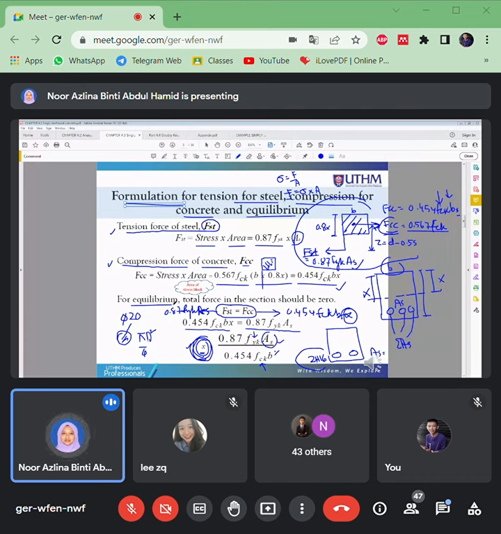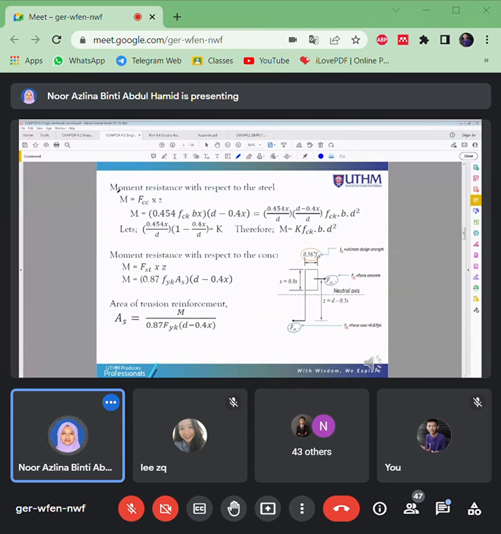That means from the equilibrium of the total force, you can come out with the X equation. You can come out with the neutral axis equations. Then from the diagram also, you can come out with the formula for the moment resistance. Look at this diagram. Again, it's actually according to this diagram. We have FCC, FST. Remember all of the values of it.